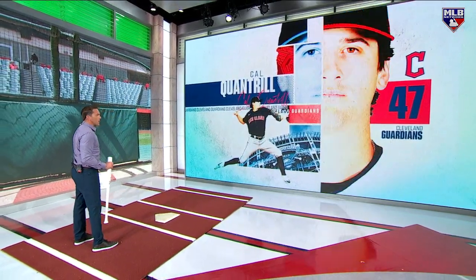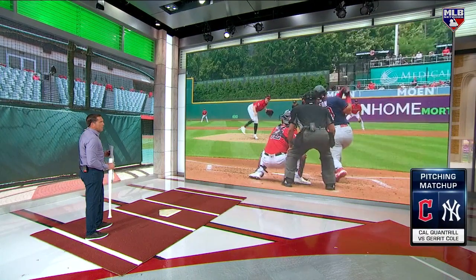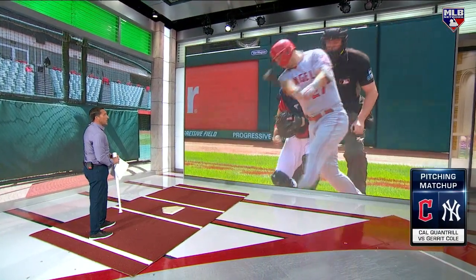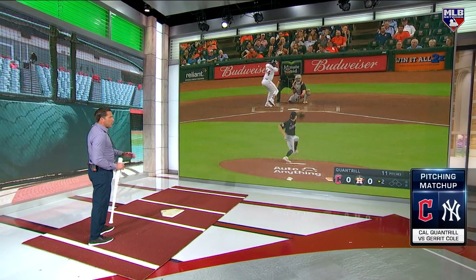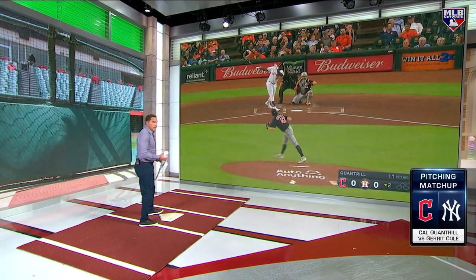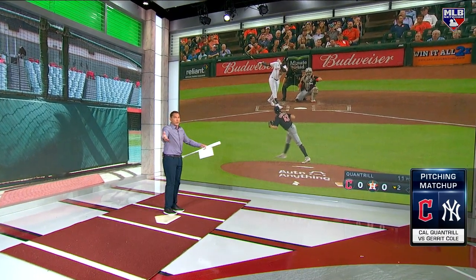Because this is a little more meatier, okay? I don't think people realize he was the 8th overall selection in the draft a couple years ago. He was with San Diego, Tommy John. Next thing you know, he gets traded in a Mike Clevenger trade. He didn't even know who he was as a pitcher.